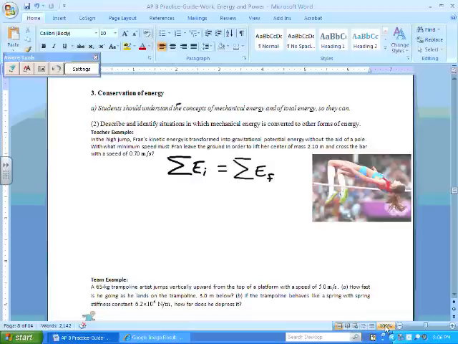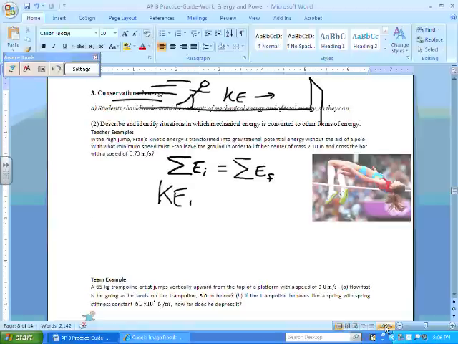Well, our initial moment before the jump was when we were running. So we were running with some amount of kinetic energy in the forward direction before we got to this pole to jump over. So we start with kinetic energy initial. And we don't really have any other forms of energy, it's just kinetic right now. So that's it for the initial moment.